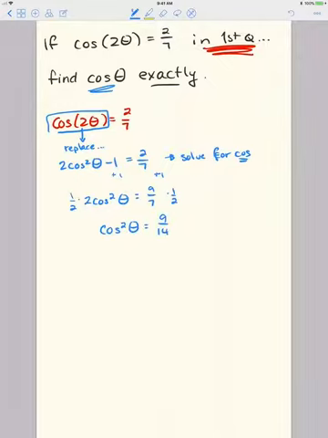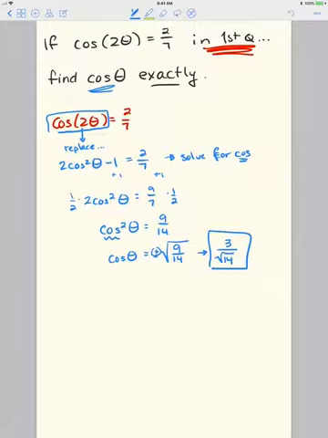And now, because I have a function squared and I want to solve for it, I'll just square root both sides. So cosine would be plus or minus the square root of 9 over 14. Because we're only in quadrant 1, I'm only interested in the positive. And if I split the square roots, square root of 9 is 3, and the square root of 14 would just stay square root of 14. If you want to leave that in the denominator for now, you can. And that's exactly what the cosine of theta would be, 3 divided by the square root of 14.